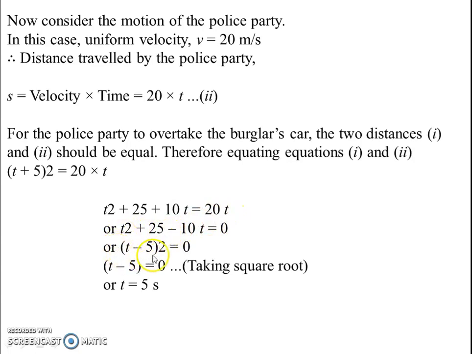Taking 20T over to this side, we get T square plus 25 minus 10T is equal to 0. This is in the form of T minus 5 whole square. So taking the square root on both sides, T minus 5 is equal to 0. Then T is equal to 5 seconds. This type of problem appears often. This problem appeared in the assignment also. Try to solve it.